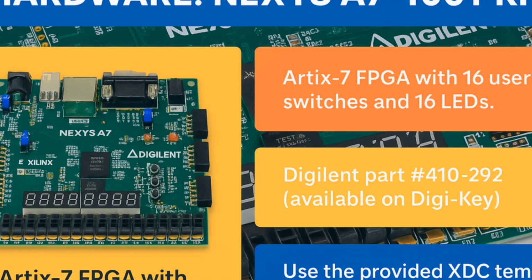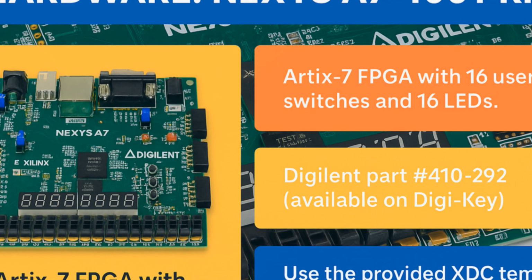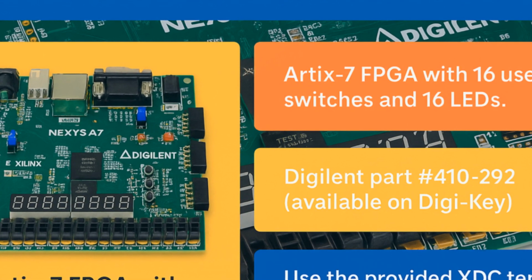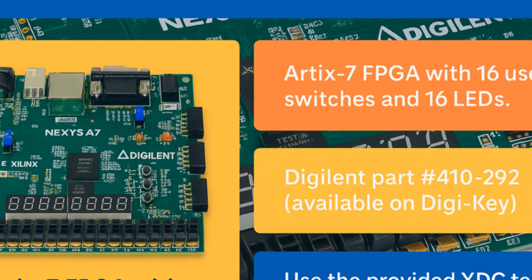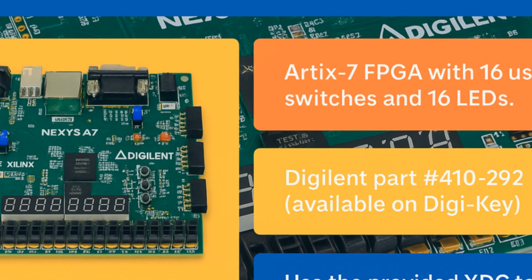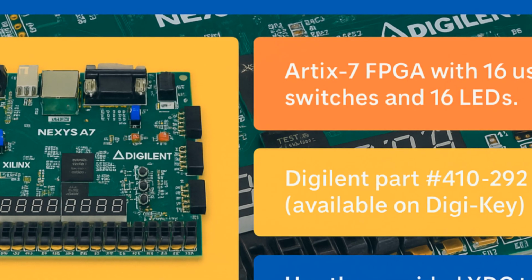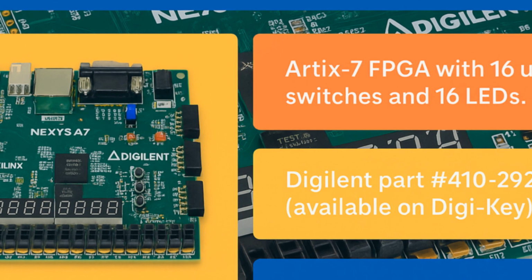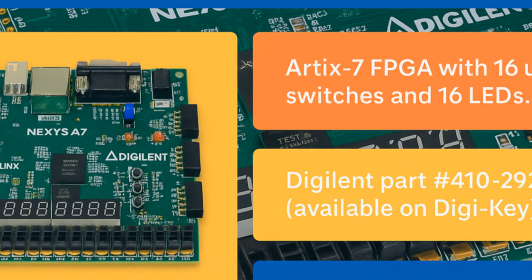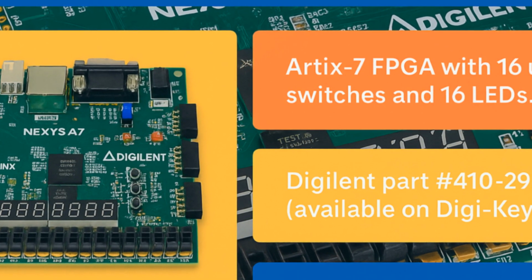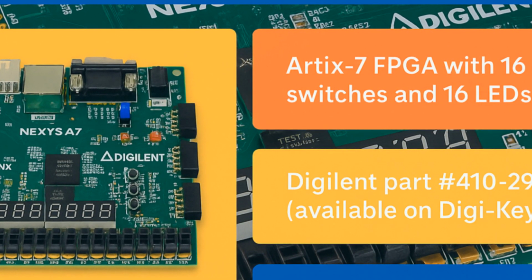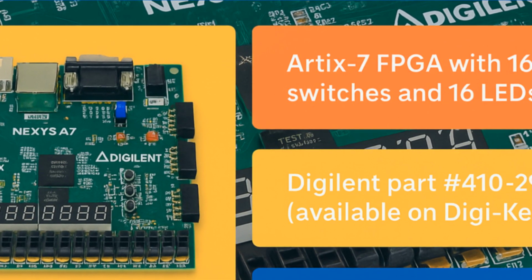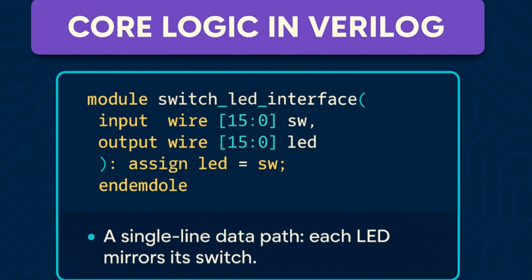You can pick up the exact same board under Digilent part number 410-292, readily available on DigiKey and other major suppliers. To get you up and running quickly, we've supplied an XDC constraints file template that already maps each switch symbol to its physical switch pin and each LED symbol to its LED pin. Simply load this template into your Vivado project, add your Verilog source, run synthesis, and program the FPGA without worrying about manual pin assignments. Now let's look at the core logic in Verilog.